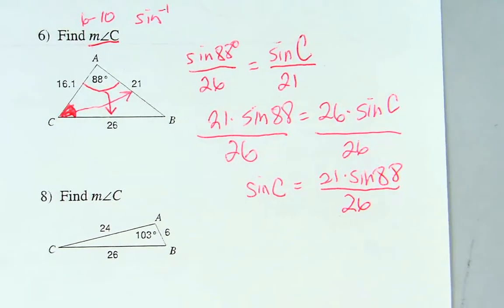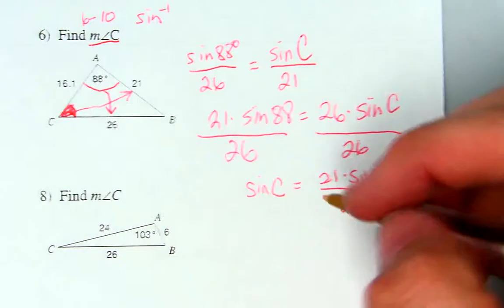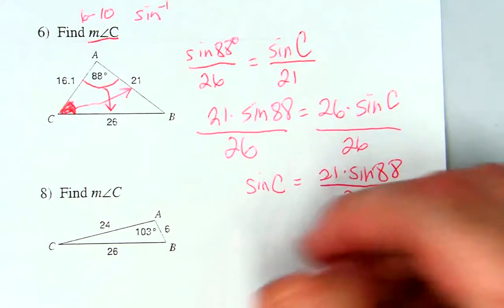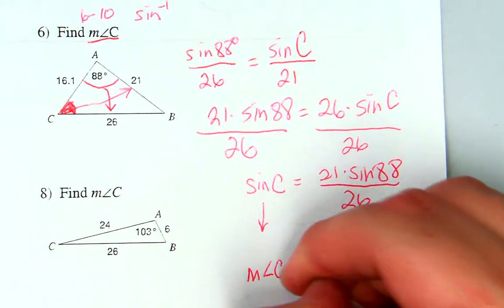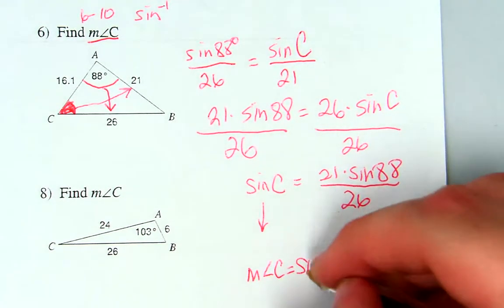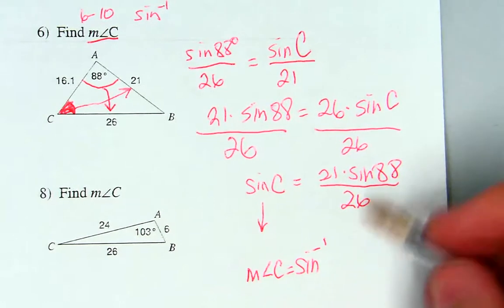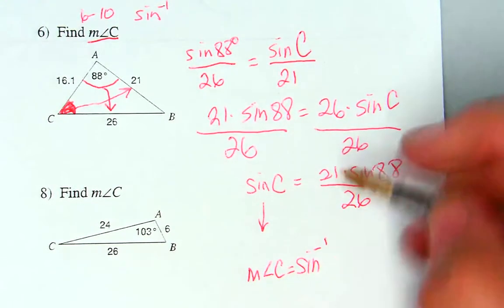Now, do I want the sine of C or do I want the measure of angle C? I'm going to take this and say the measure of angle C is equal to the inverse sine of all of this right here.